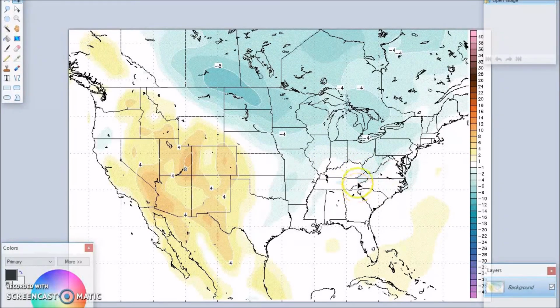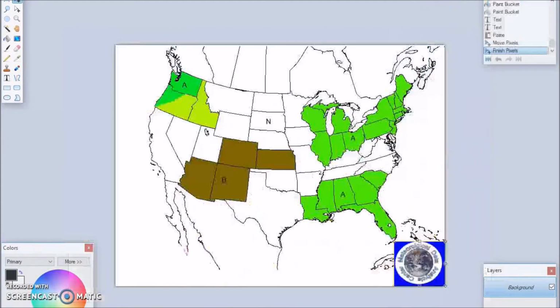4 degrees below normal. For precipitation, I'm calling for above normal precipitation for the northwest, the central and eastern Gulf Coast states, the southeast, the Great Lakes region, the northern mid-Atlantic, and the northeast, and the probability of occurrence is 35 to 45%. We have below normal precipitation forecast for this region here. Probability of occurrence is 40%.